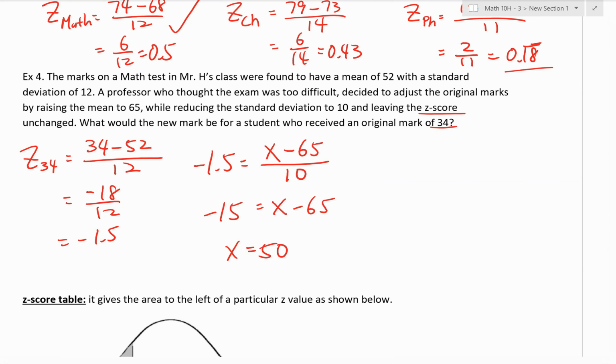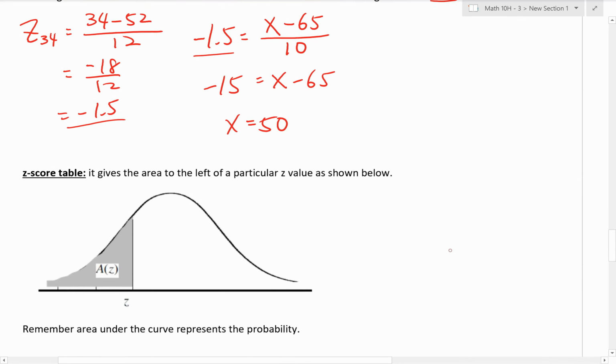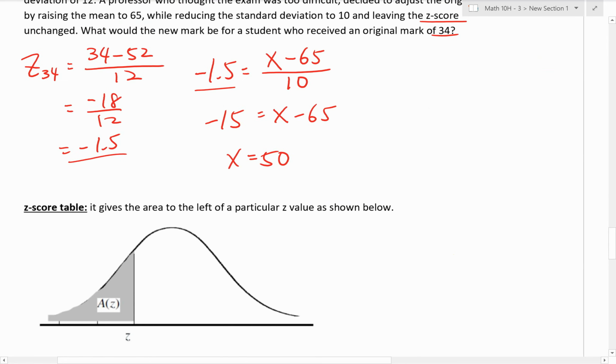We can do this because we left the z-score unchanged, which makes sense because we don't want to change how this student does relative to the class, since it's still the same test. Relatively speaking, this student shouldn't change standing. It should be the same place, so we shouldn't change the z-score. So we can scale the marks this way. All right, so these are about z-scores.